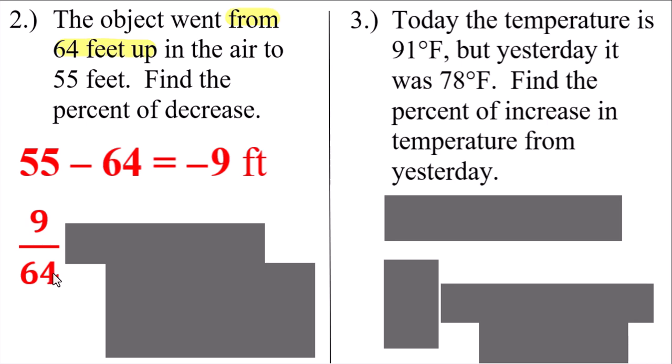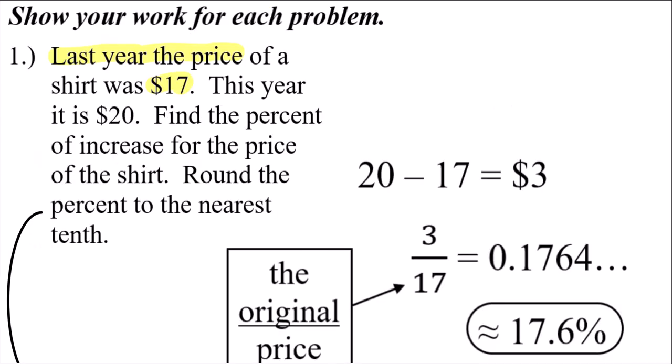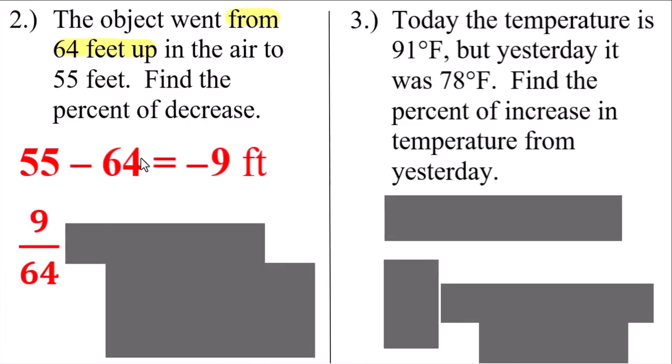Please do not think it's always going to be the bigger number or always going to be the smaller number. That's not the case. However, I will say this. If you're finding a percent of increase, like on number one, then the original should be the smaller. But if you're finding the percent of decrease, then the original should be the larger amount. But if it just says find the percent of change, then obviously these little tricks are not going to help. You're just going to have to interpret the problem.